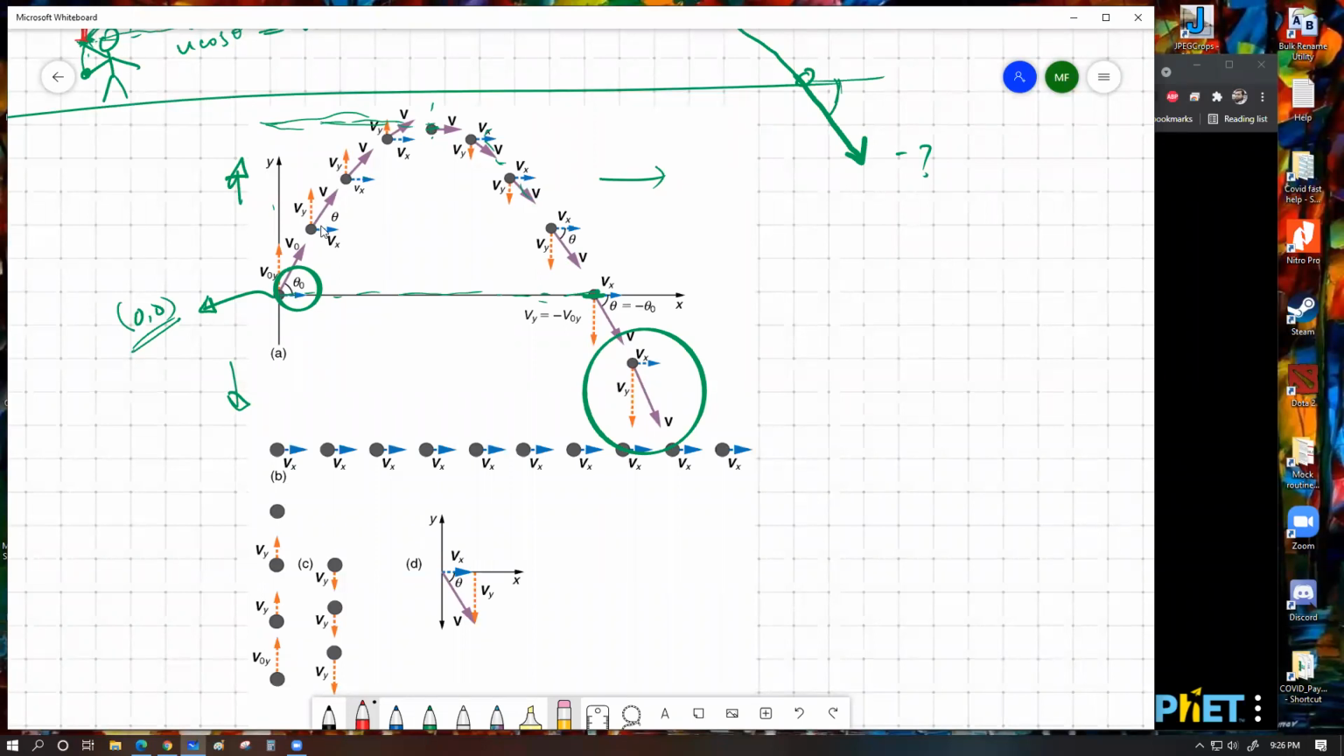Here, that angle is this much. Here, that angle is this much. Here, the angle is 0 degree. Here, that angle is this much. So that's how the angle is produced. It is the angle drawn between the final velocity and the horizontal direction.